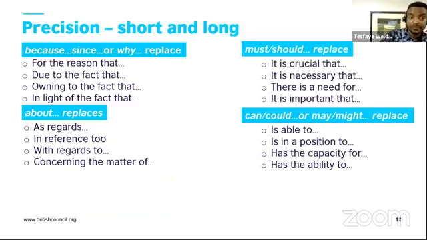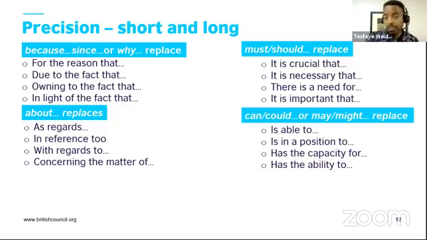So, because, since, or why may replace for the reason that, which is too long. Instead of for the reason that, we might say since. Instead of due to the fact that, because or since. In light of the fact that is just too long. So keep them short and simple to understand.